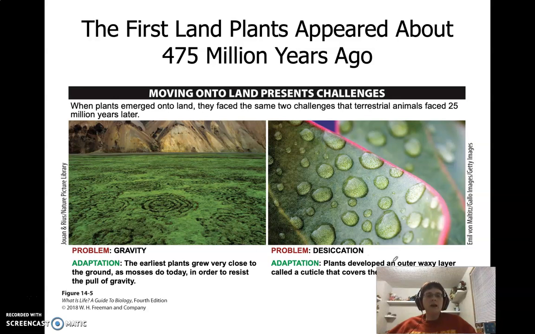But later plants got a wax layer on them. We call it a cuticle. Basically, it's the same idea as the wax on your car. It would allow the water to bubble up on the outside, but also keep the water on the inside.